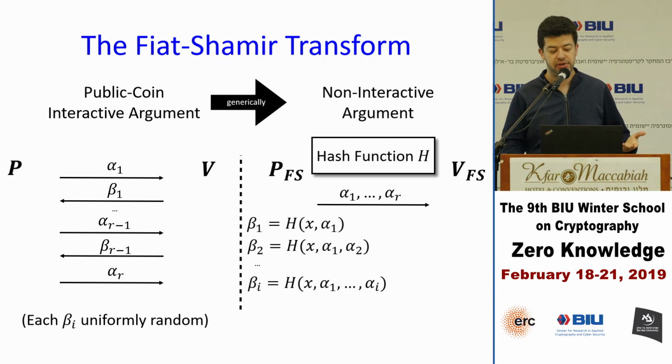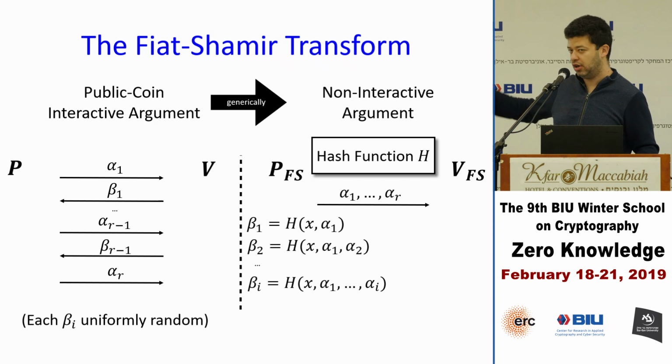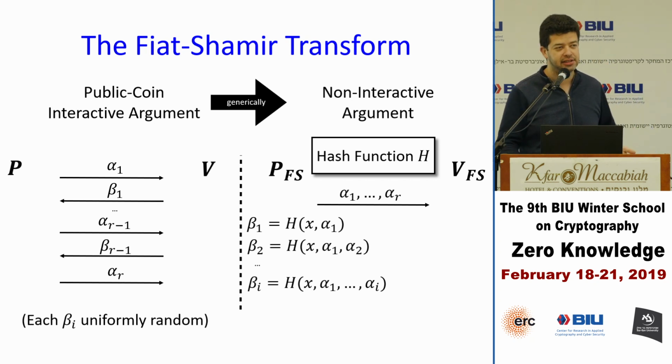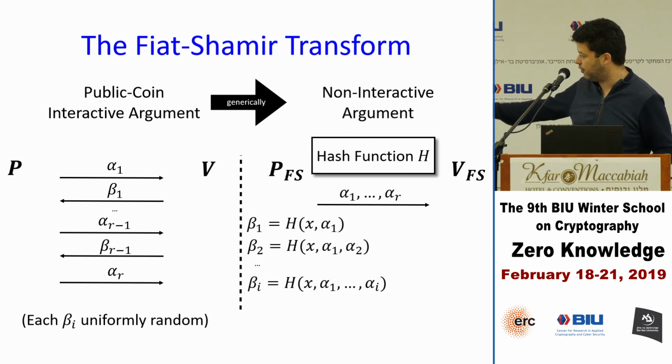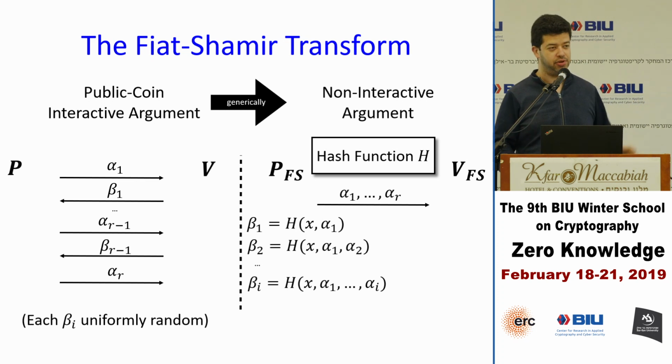Now to get beta 2, he simply hashes the transcript so far, so alpha 1 and alpha 2, gets beta 2, and now we can compute alpha 3, send that, and all of these are going to be sent in a single message, and proceed generating all the betas as hashes of the alphas. Eventually the prover has all of these messages, alpha 1 up to the last message, alpha r, and sends them to the verifier.